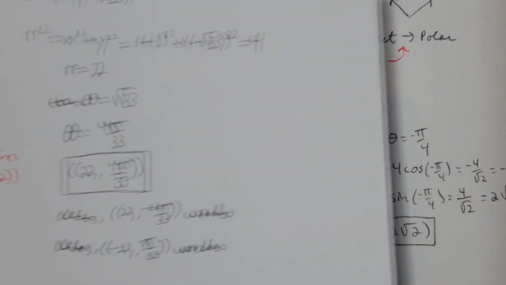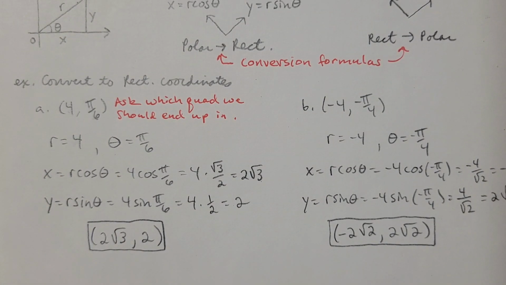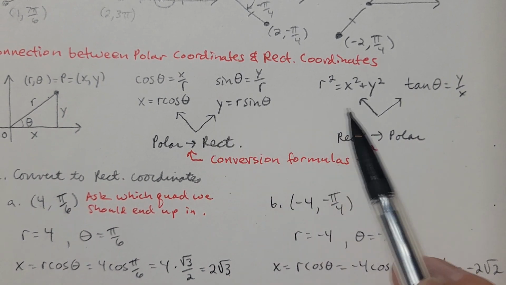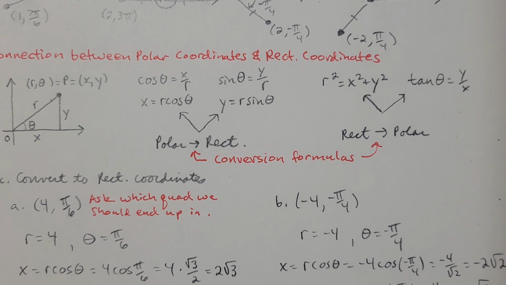We'll look at the next page in the next video. We also need to know how to go from rectangular form to polar form. Basically, these formulas are very, very important. We need to know those. We'll be using those a lot, actually. But I will go ahead and stop the video here, and we'll pick up with that in the next one.